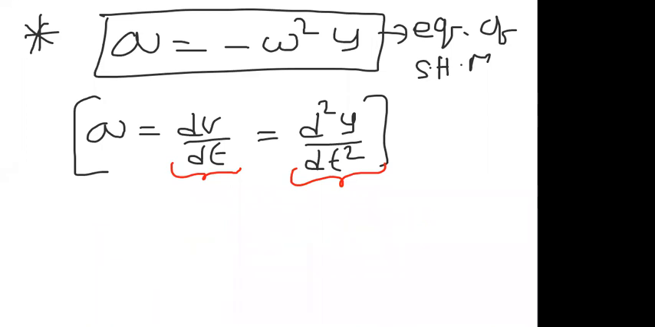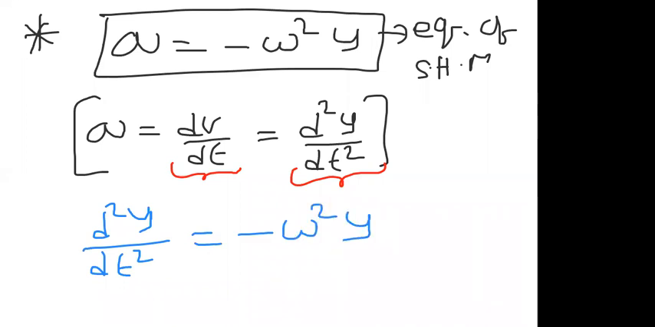From that information, I can represent a as d square y by dt square. Observe carefully. In the place of a, I am now putting d square y by dt square is equal to, what shall I write? Minus omega square y. So d square y by dt square is equal to minus omega square y. Happy with this equation.